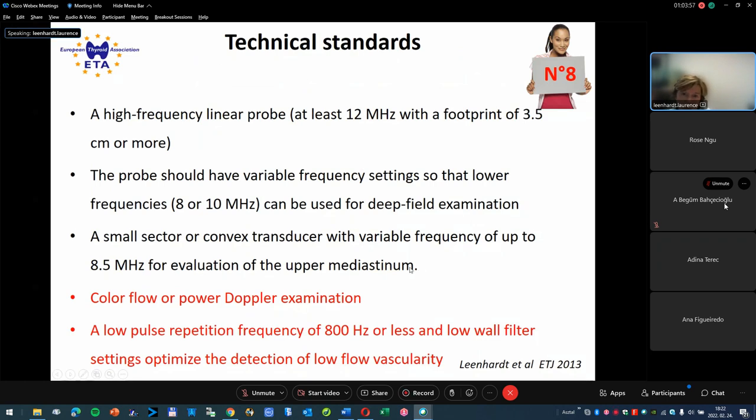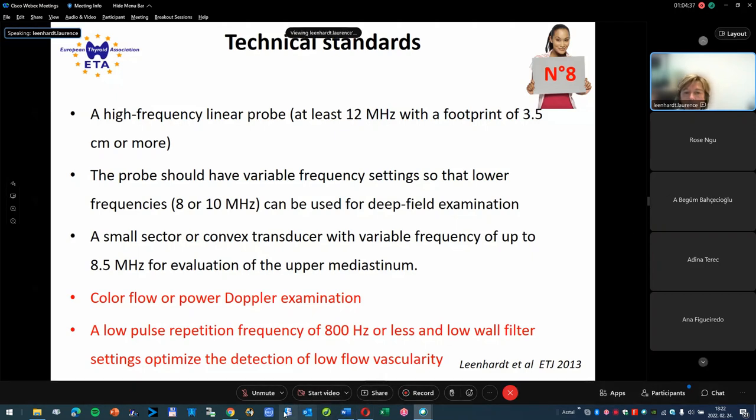So what are the technical standards recommended for such examination? You need a high frequency linear probe, at least 12 megahertz with a footprint of 3.5 centimeters or more. And the probe should have variable frequency settings so that lower frequencies can be used for deep field examination, especially for analyzing deep field located structures. A small sector or convex transducer with variable frequency is useful for sector 7.